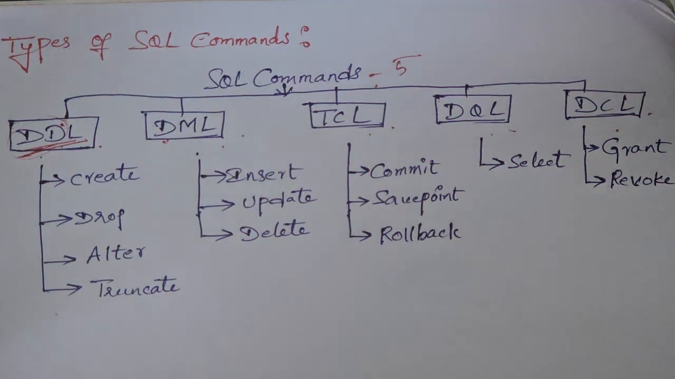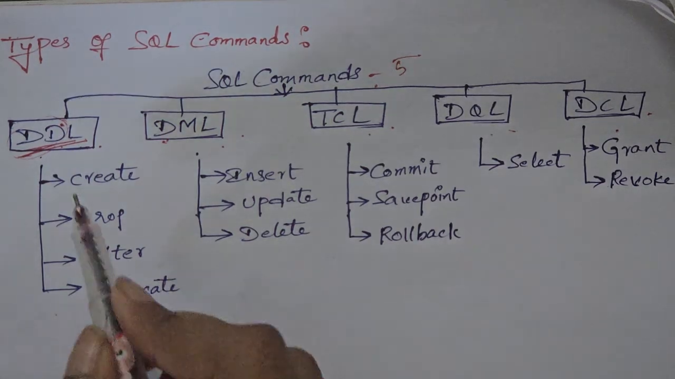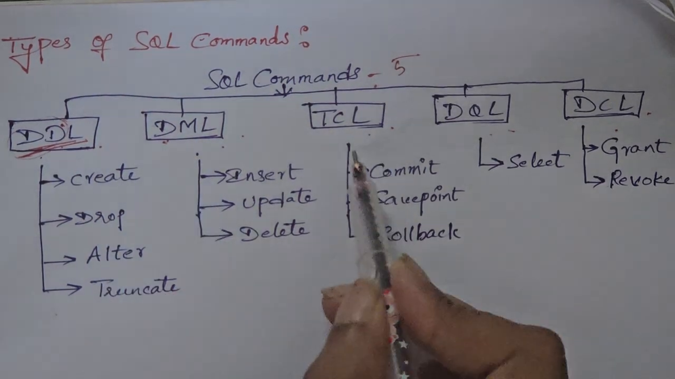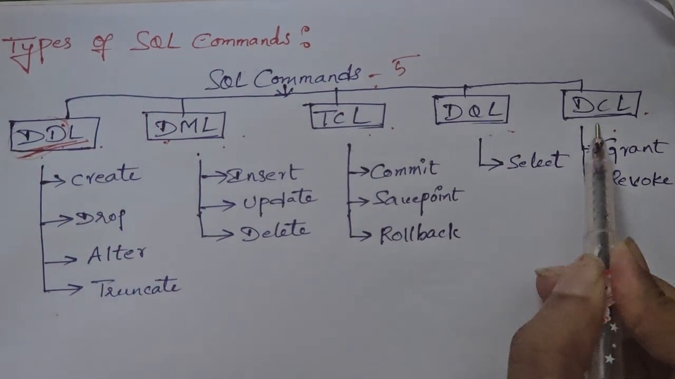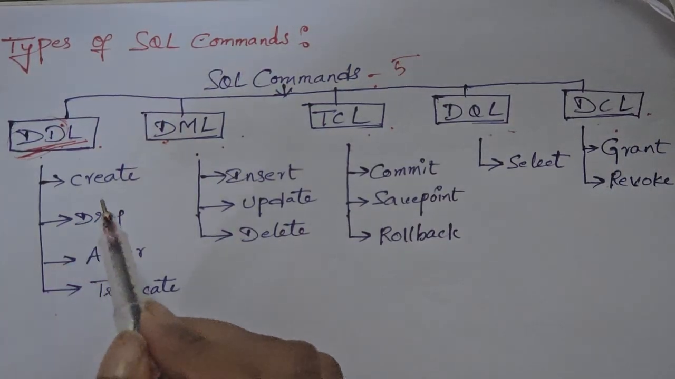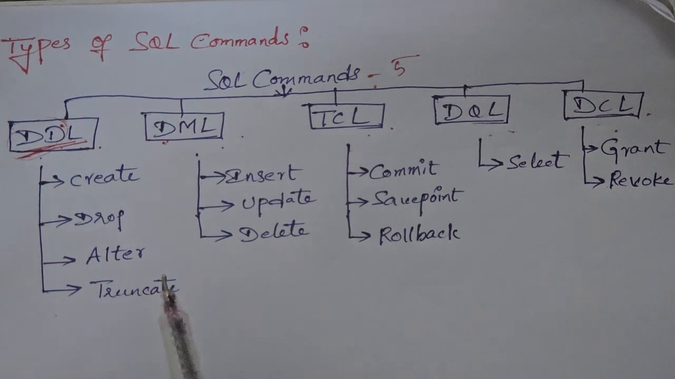Hi everyone, today we will discuss SQL commands and their types. Basically, SQL commands are categorized based on the purpose of the SQL command that we will be using. They are categorized into 5 types. In short, we can call them DDL, DML, TCL, DQL and DCL. We will go through them one by one.